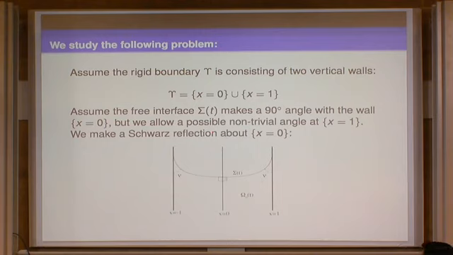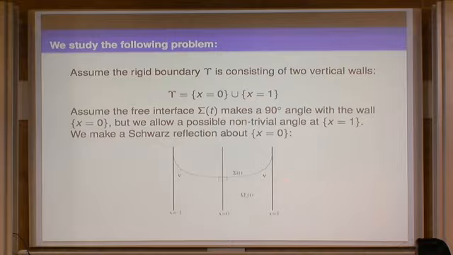Now, instead of just one wall, we have two walls, just to have something to think about. We have a cup, instead of an infinite domain. So you have two walls, one at x equals 0 and one at x equals 1. We allow this angle to be 90, but for this one, we want to ask whether it can be not 90. Is it possible to be not 90?